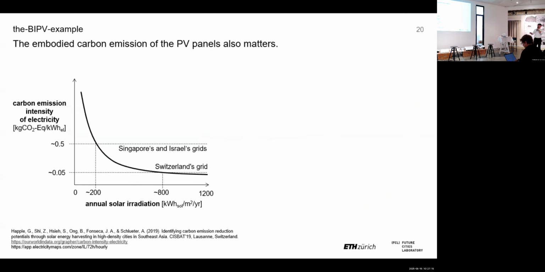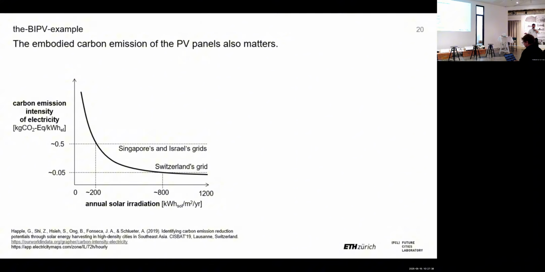So back to the PV question. The solar energy coming out of the PV panels is not completely clean. I think probably everybody knows that. That's because when you manufacture PV panels, there are emissions coming out of it. So there's also a carbon intensity coming from the PV electricity.